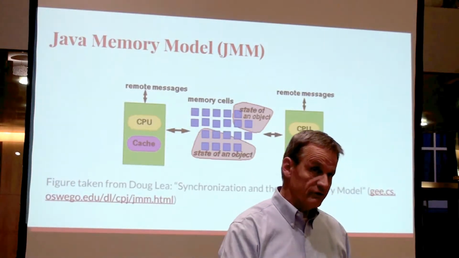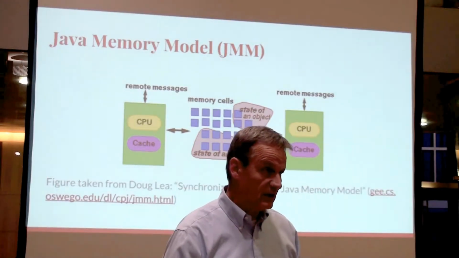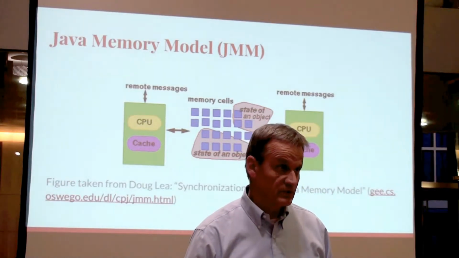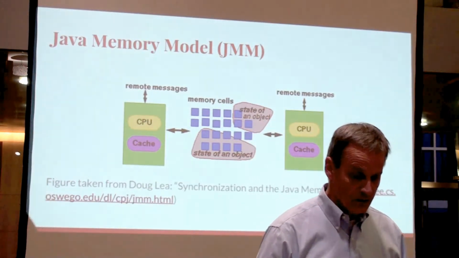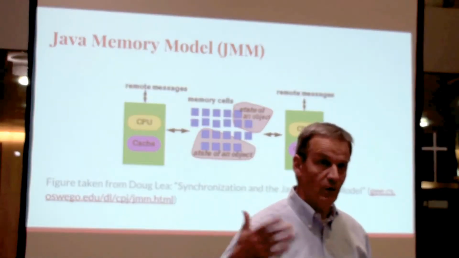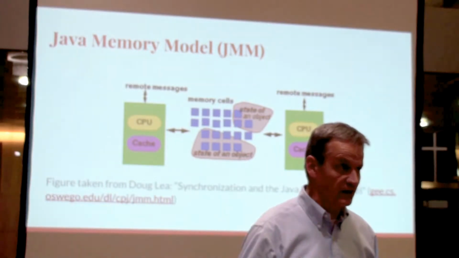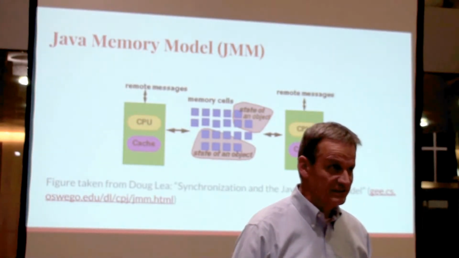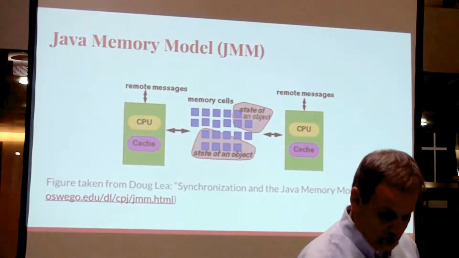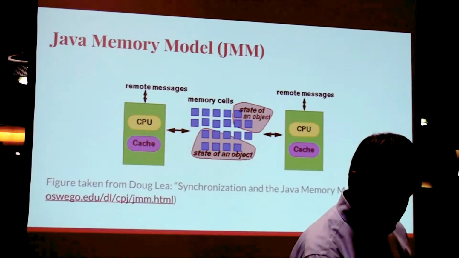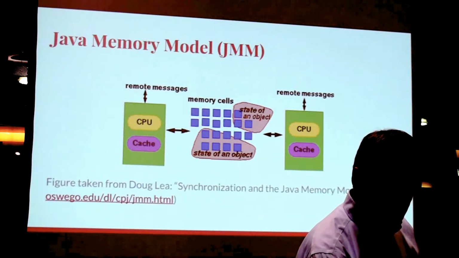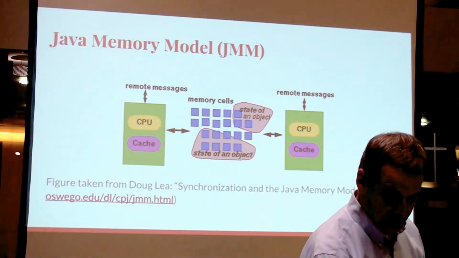But because I had declared those Booleans as volatile, I was sure that the updates became visible. References can also be declared volatile, but it's only the reference, not the object that the reference is referencing, that becomes visible. This is taken from synchronization and the Java memory model. You can find this on the web.